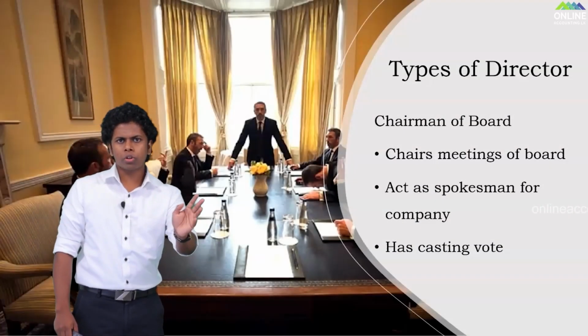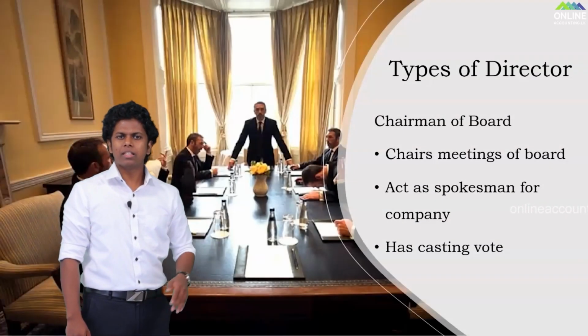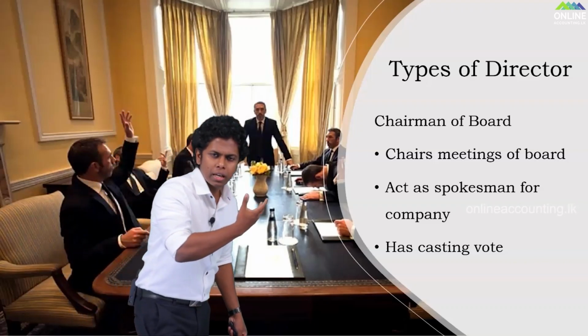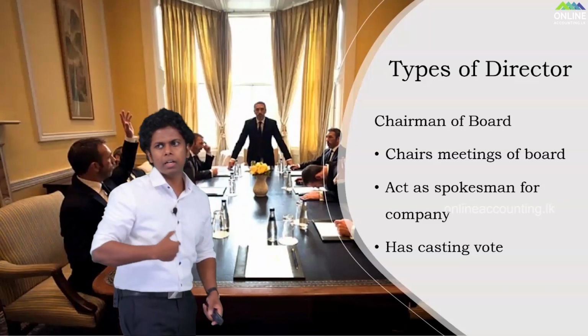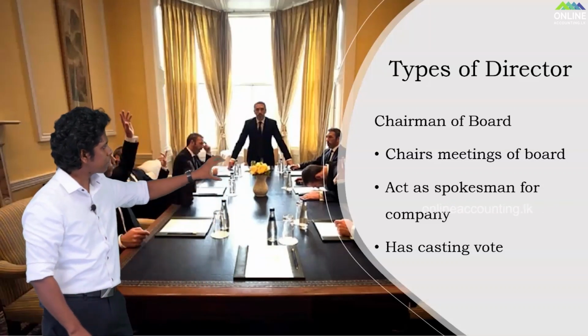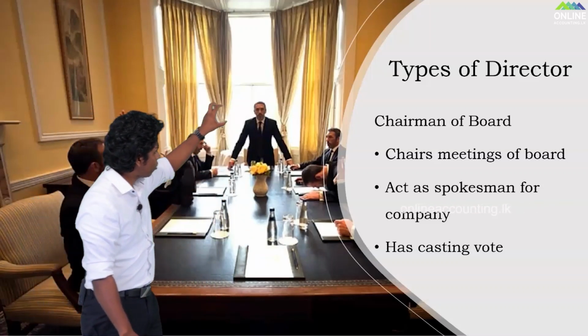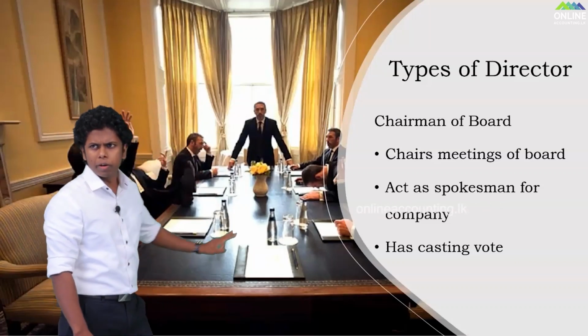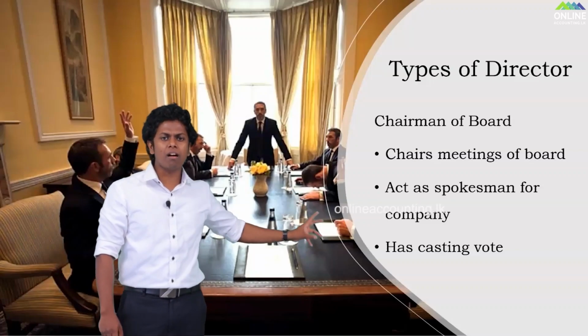The CEO and chairman are two different persons. The CEO is a managing director, while the chairman is the person who chairs particular meetings. The person who chairs the meeting, who holds the foremost position in a directors' meeting, will be called the chairman, and he has a casting vote.